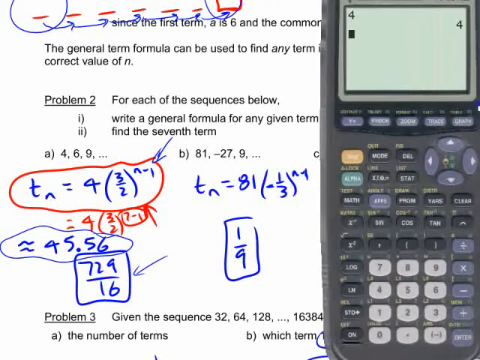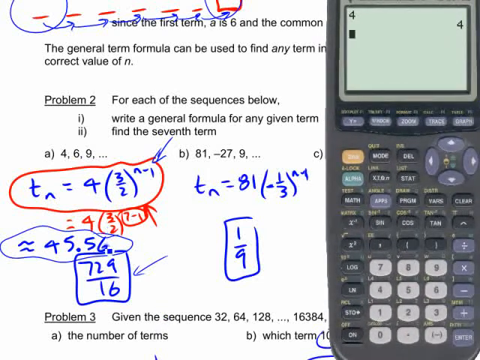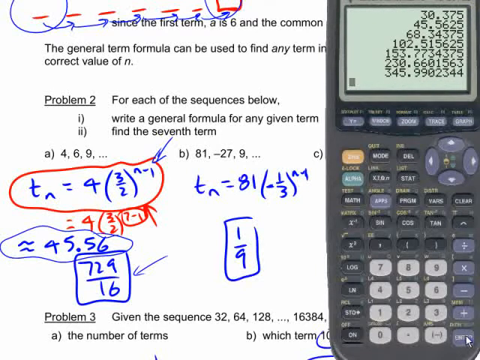So if you want to check this, if you don't like 45.56, put in the first term and then say, I want to times by, what's the ratio here? 3/2. Times by 3/2. Because if you put the number in and then you do times 3/2, all you have to do is, that's the second term, third term, fourth term, fifth term, 6, 7. There it is, right? You could just keep going. Actually, you can go 8, 9, 10, 11, 12.